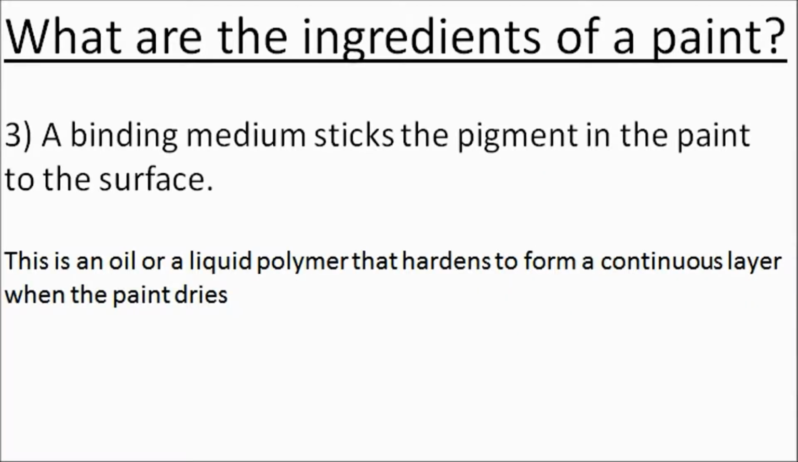Third, a binding medium. Usually a liquid polymer which binds the pigment to the surface that you're painting, and that gives you a nice continuous layer when the paint dries. These polymers are dissolved by the solvent. So these binding polymers get dissolved by the solvent, something like white spirit, and that's why it makes it easier to paint, a little bit more runny, because the polymers get dissolved. Sometimes you don't have to have the liquid polymer, you can just use a touch of oil. But the third ingredient is a binding medium.